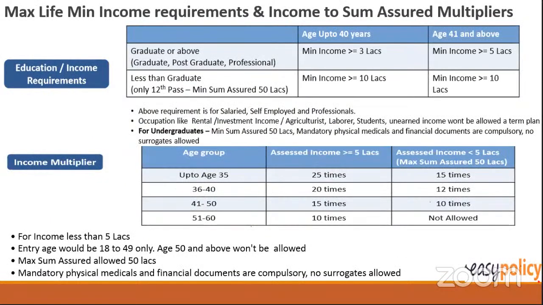The minimum income criteria for getting a term plan from Max Life: if the person is a graduate or above, up to 40 years of age, the minimum income required is 3 lakhs. If the person is 41 and above, the minimum income required is 5 lakhs. And if the person is below graduate, meaning 12th pass, then the minimum income should be greater than or equal to 10 lakhs.